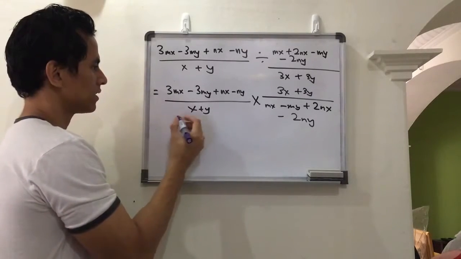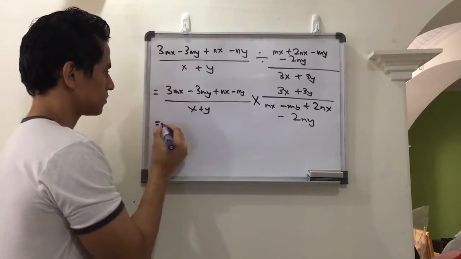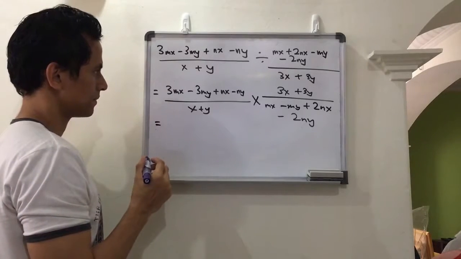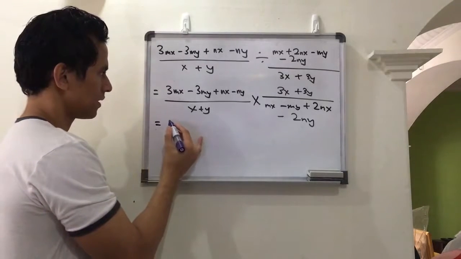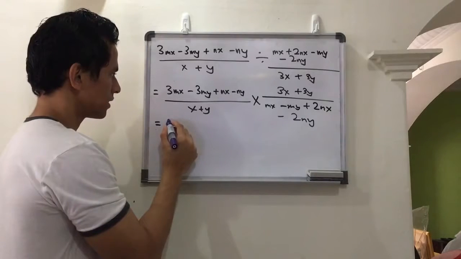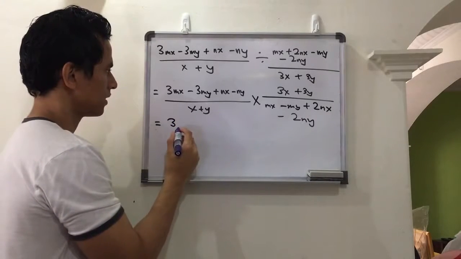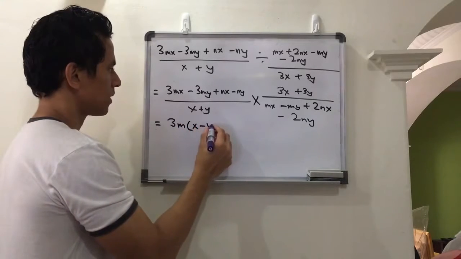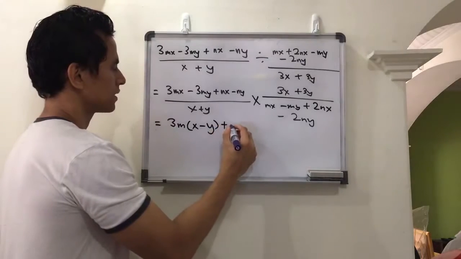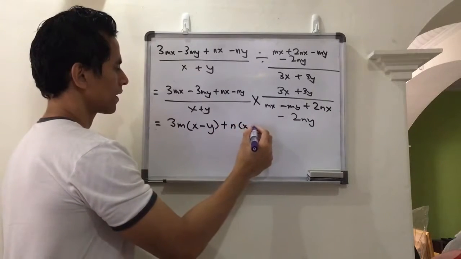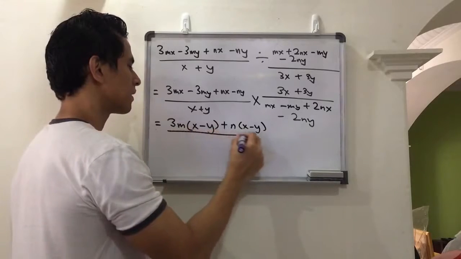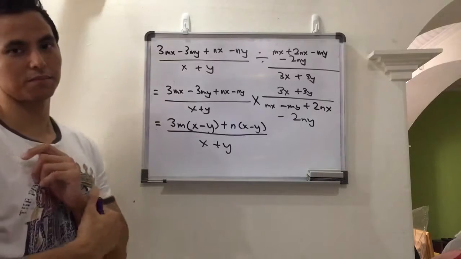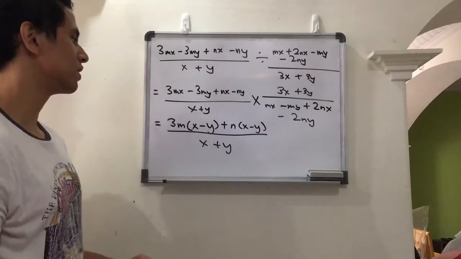So let's see what we get. Okay, if I pull out this, I get 3m(x minus y) plus n(x minus y) over x plus y. Okay, so allow me to fully elaborate on this step. As I know some of you might not be able to follow, but let's take it slowly.